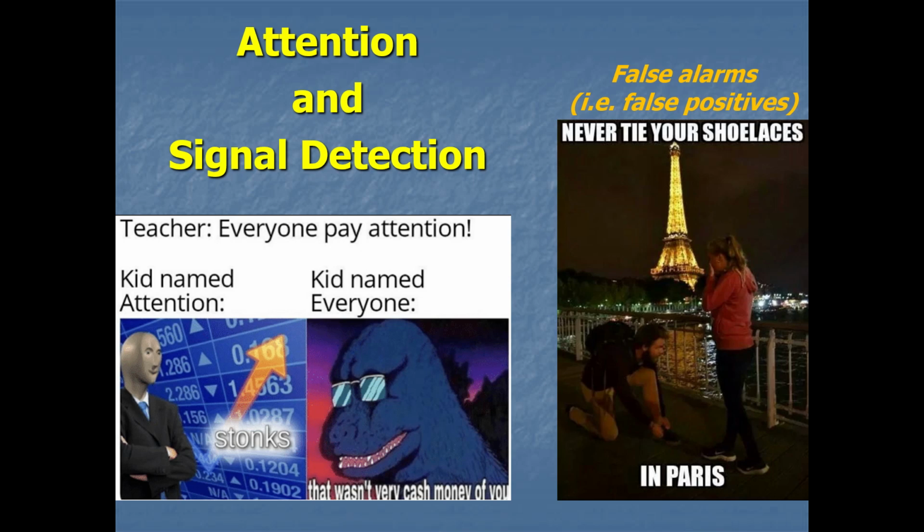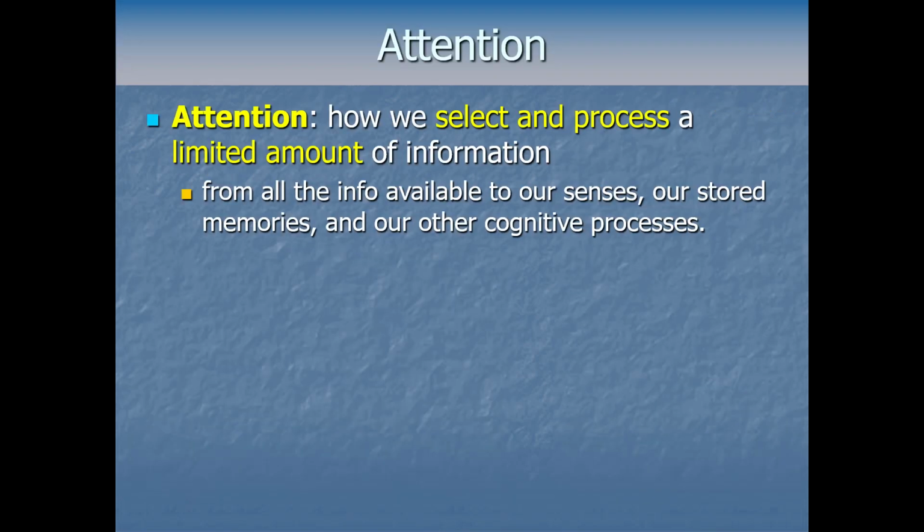The fact that you can direct your attention towards some things, but not others in a controlled way, that's a pretty powerful cognitive ability. And we're also going to talk about things like multitasking and divided attention, stuff like that. So to start with, we could define attention as something like how we select and process a limited amount of information from all the information available to our senses, our stored memories, and all our other cognitive processes. So this can involve conscious or unconscious processes.